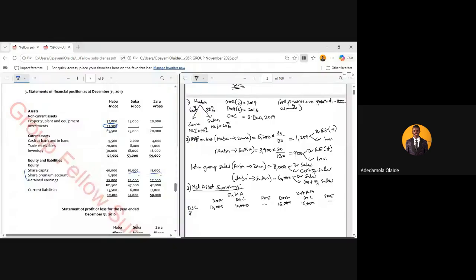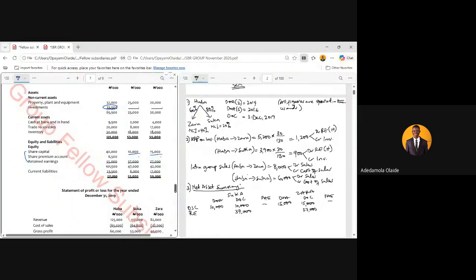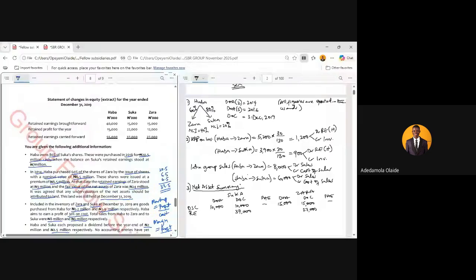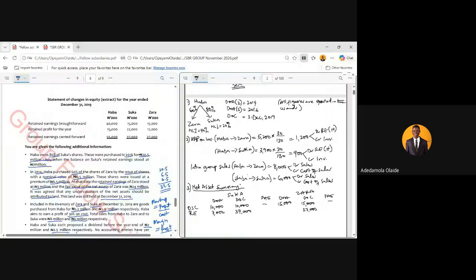Retained earnings. So how much is their retained earnings? 37,000 at the date of consolidation. Don't forget, statement of financial position is at date of consolidation. 27,000 at the date of consolidation. But they gave us what the value is at the date of acquisition to be what? 7 million for Suka. So if you put 7 million for Suka, I'll come and say 7 million.